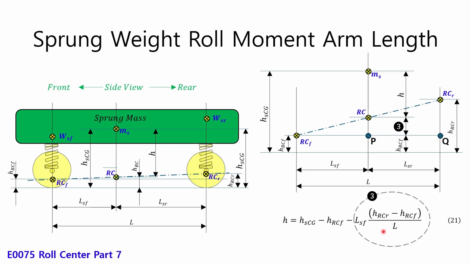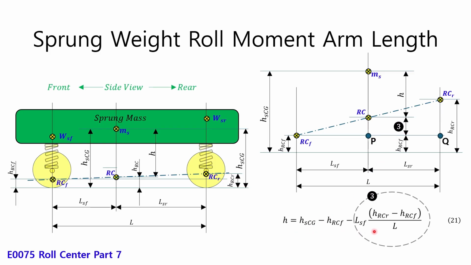The figure on the left simply shows only the necessary numbers to explain equation 21. Please note that the sizes and shapes of the triangles are different from those in the figure on the right for easy explanation. As shown in the figure, the distance h between the roll center RC and the sprung center of gravity ms is the value obtained by subtracting HRCF from the sprung center of gravity height, HSCG, and then subtracting the length indicated by number 3 in the figure. This can be expressed by equation 21.